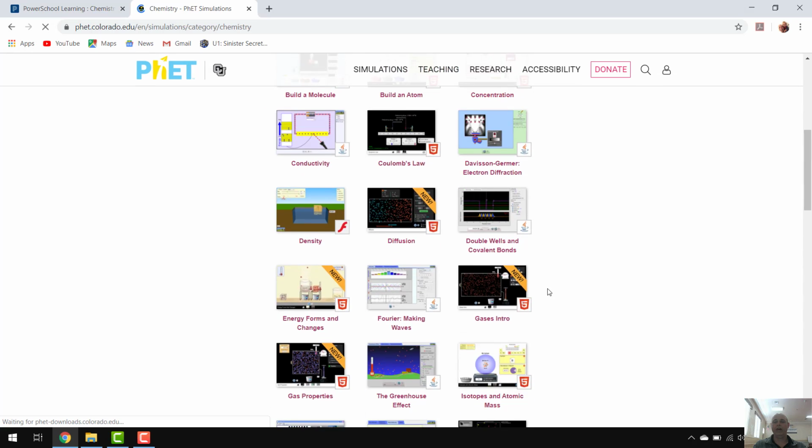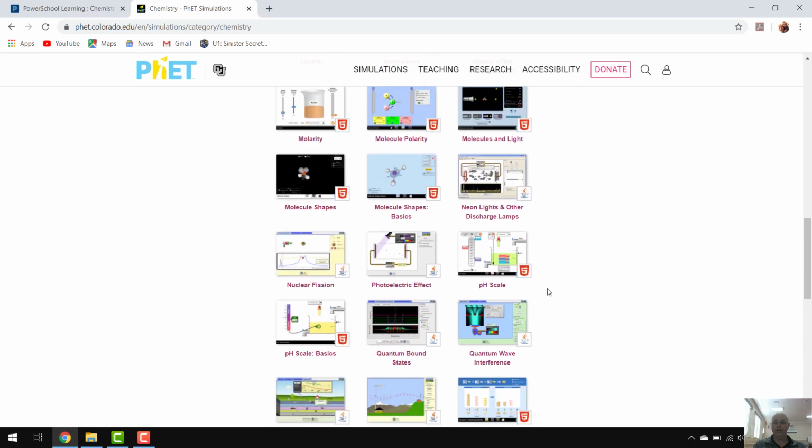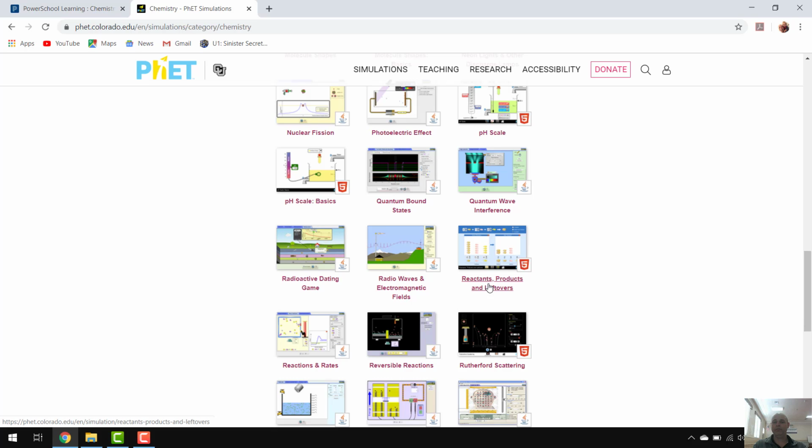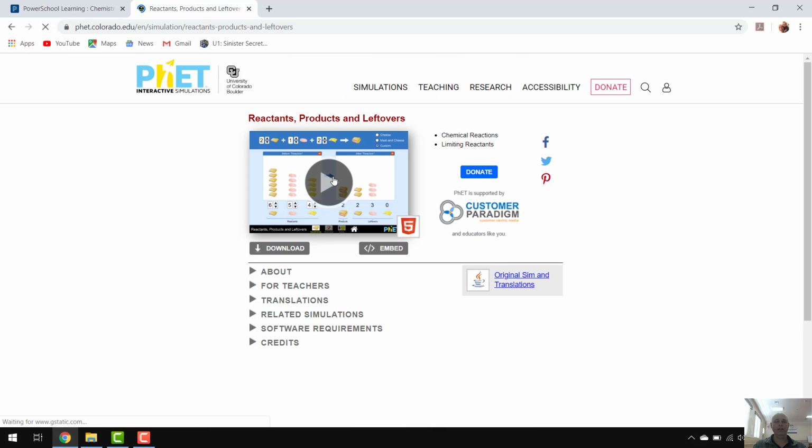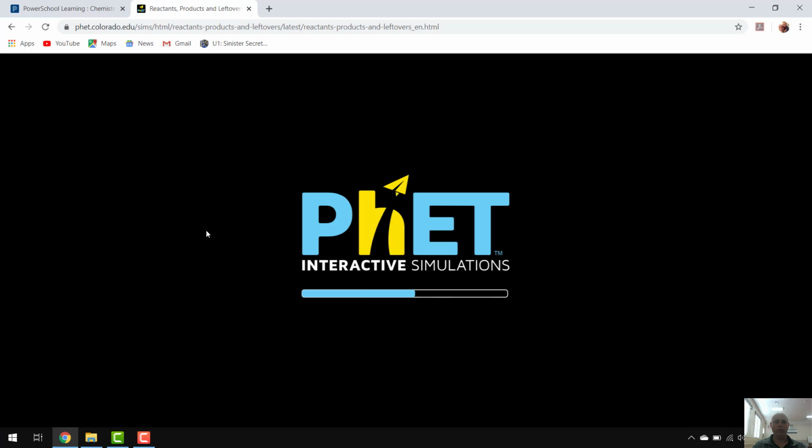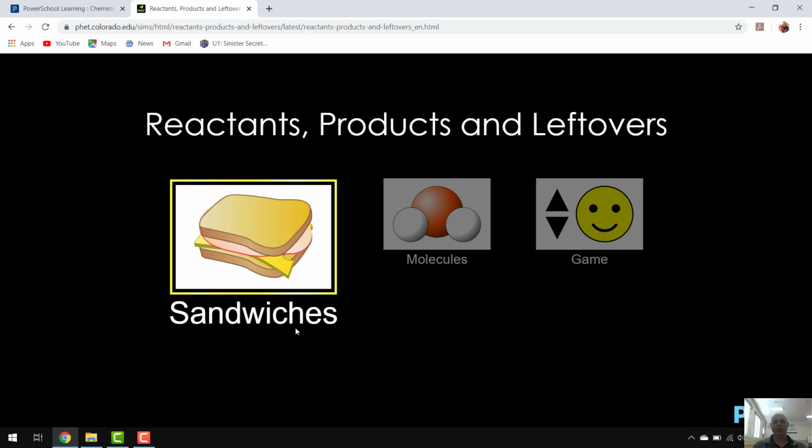So I got to scroll down now to reactants and products. Reactants, products, and leftovers. I go there, press play, and it's going to open up a simulation for me. Here, we're going to look at all three of these: sandwiches, molecules, and then the game.